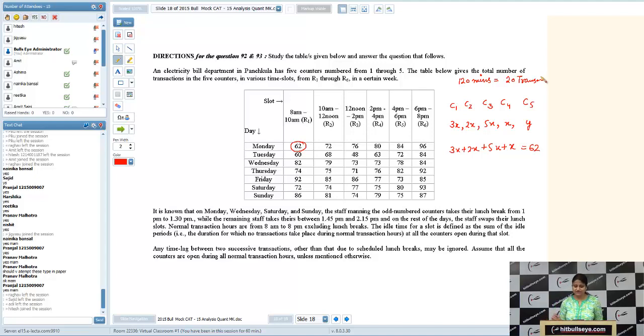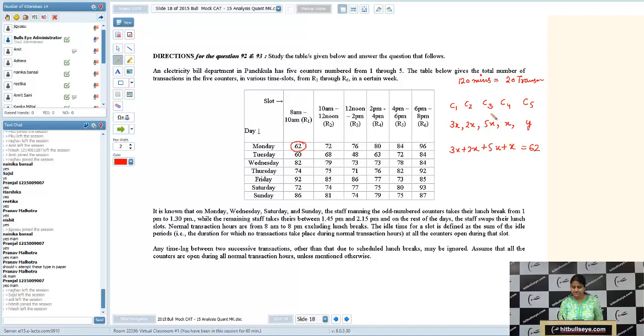So if we take 20 transactions, x can be maximum 4. Why so? If we take x as 5, C3 will be 25 transactions, which is never possible. Is it okay, Pranjal? So x will be 4 maximum. Now you can take x as 4.